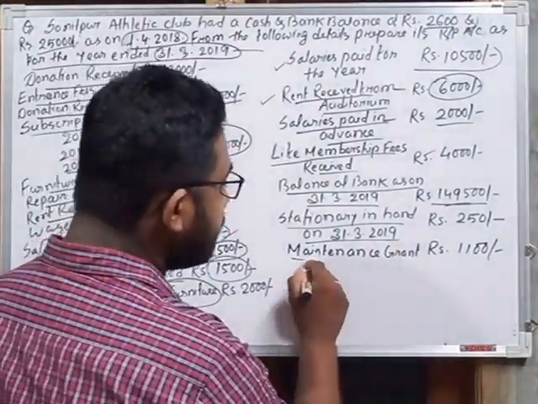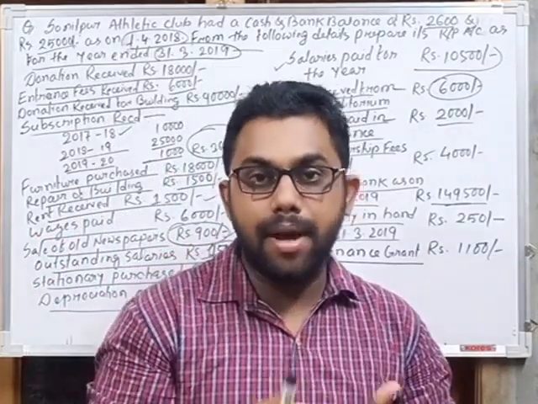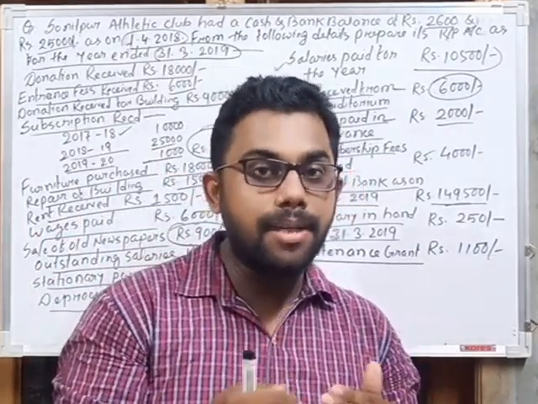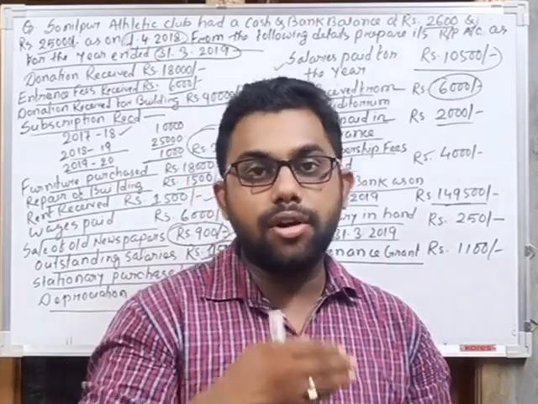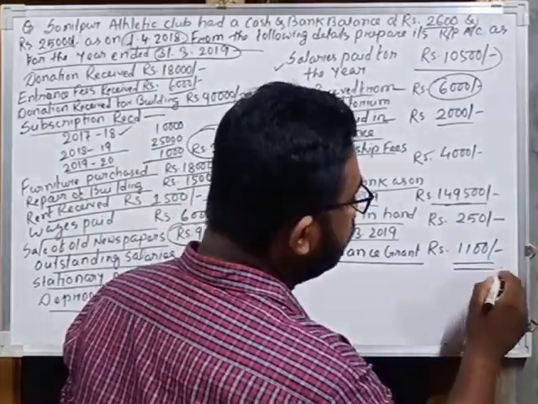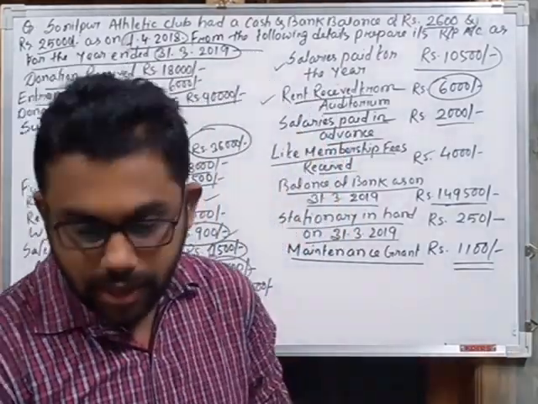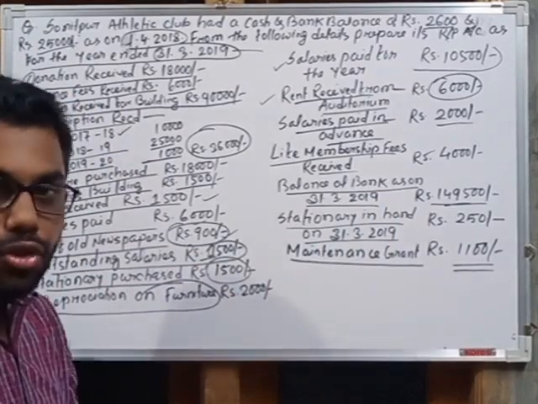Next, maintenance grant. We know that it means every month or every year the club receives a certain amount in order to run or maintain the organization. So it is a receipt for the non-trading organization, and it will come in the receipt side. I think all of you have noted the question, and now I am going to solve it.